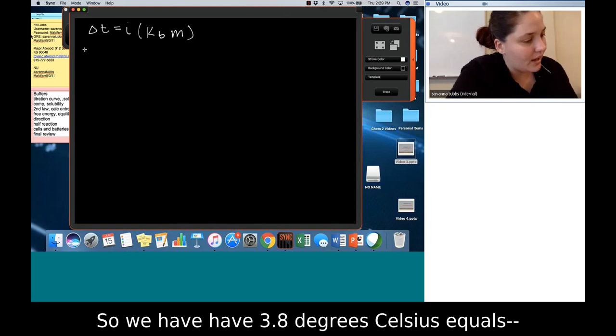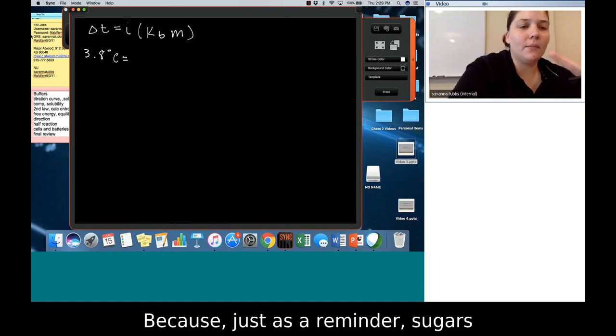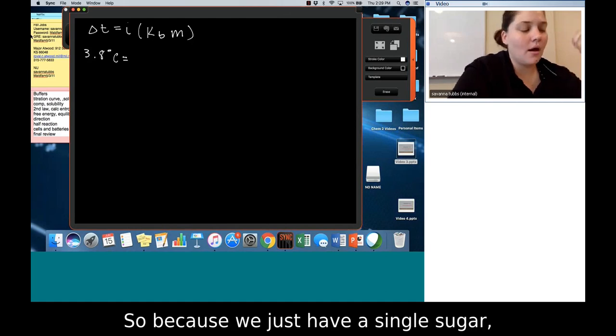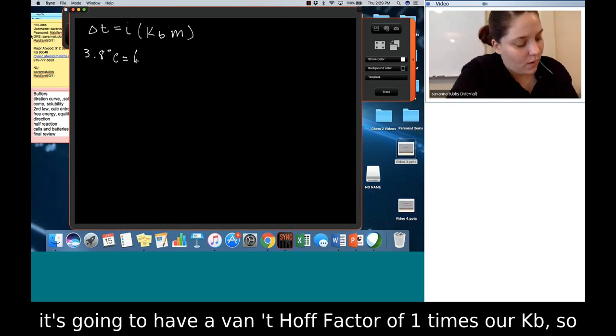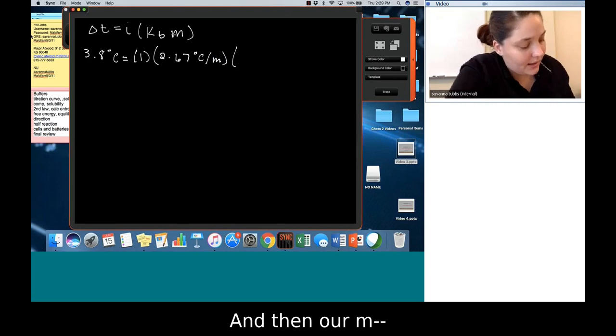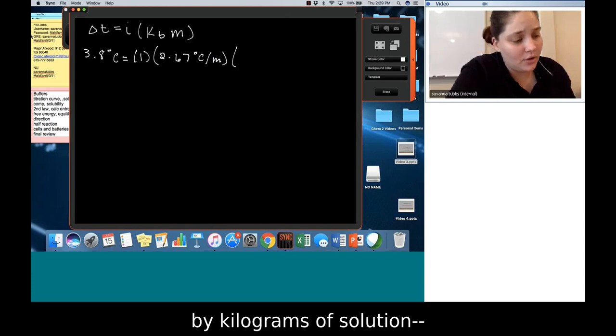So we have 3.8 degrees Celsius equals, we were dealing with a sugar, which means it has an i of 1, because just as a reminder, sugars will not break apart either. So because we just have a single sugar, it's going to have a Van 't Hoff factor of 1, times our Kb, so 2.67 degrees Celsius, and then our m, so molality, which is moles of solute divided by kilograms of solution.